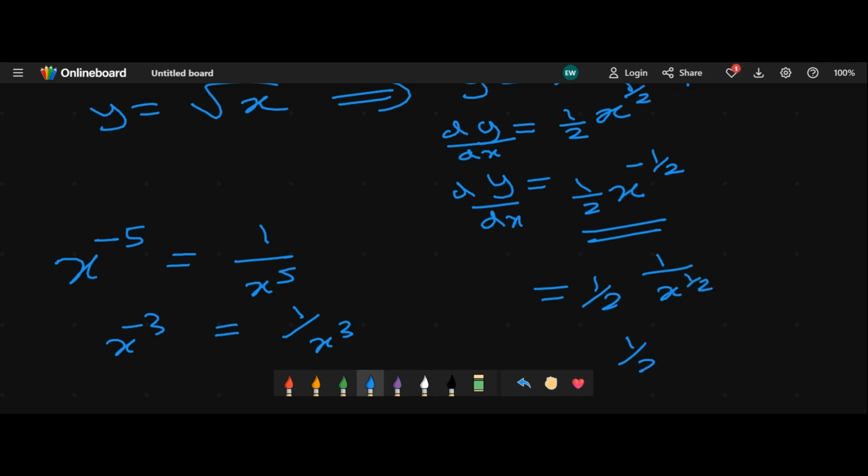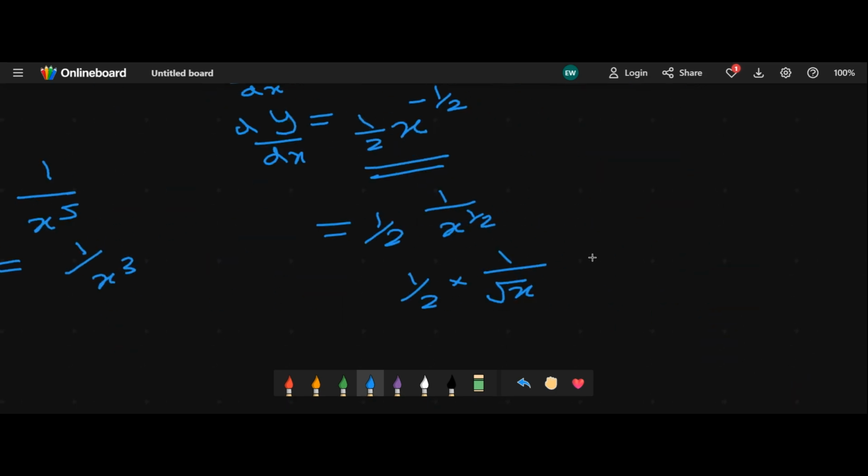So this is half into 1 over x to the power half. X to the power half means root x. So you can write it like this also: 1 over 2 root x. Right.